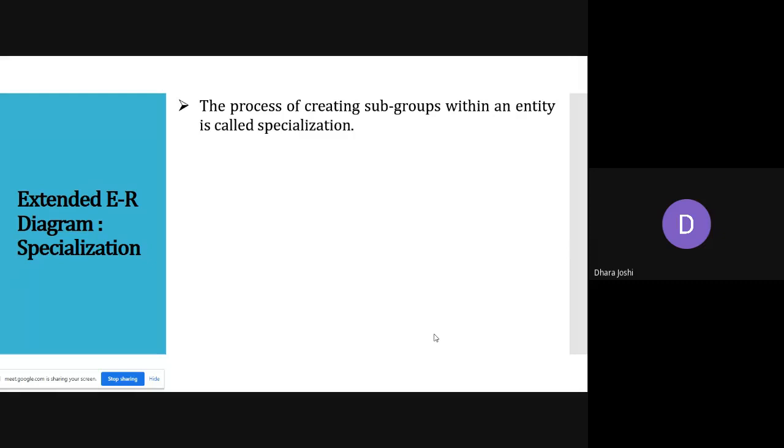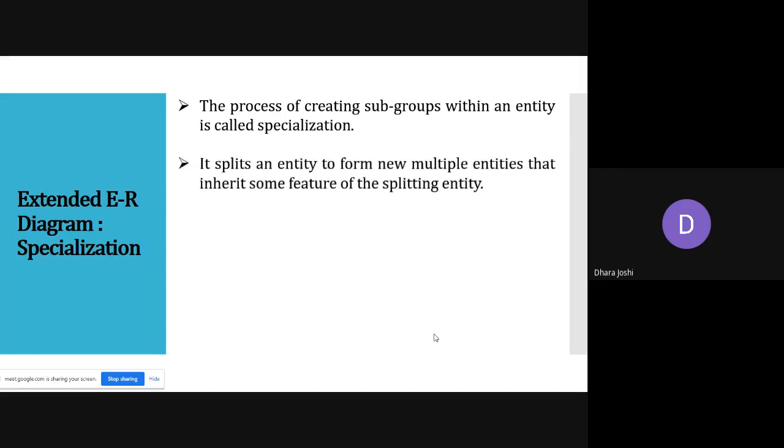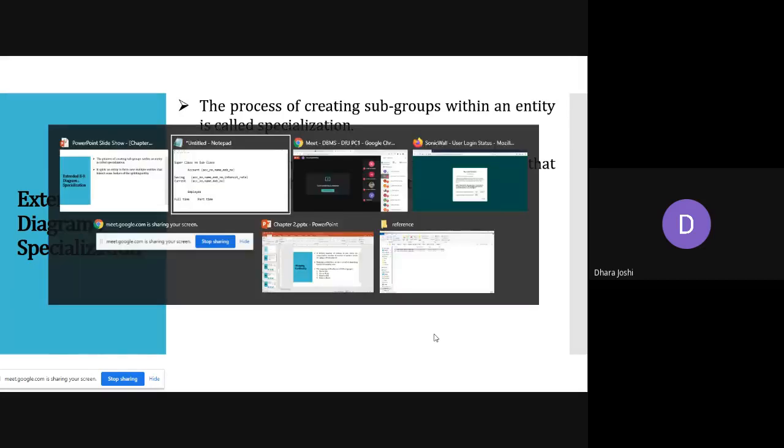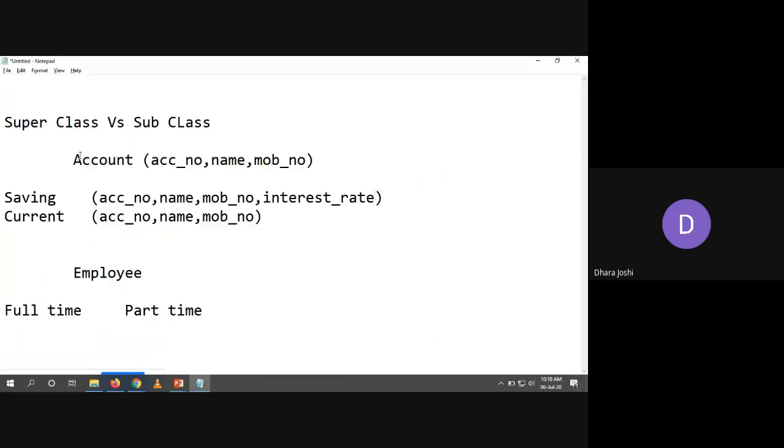So specialization means the process of creating subgroups within an entity is called specialization. It splits an entity to form new multiple entities. Like here we have account as a superclass. Now we are splitting the account. So it can be saving account, it can be current account.